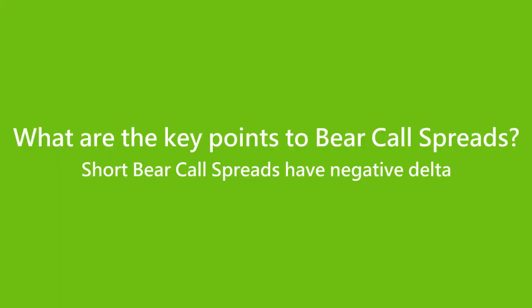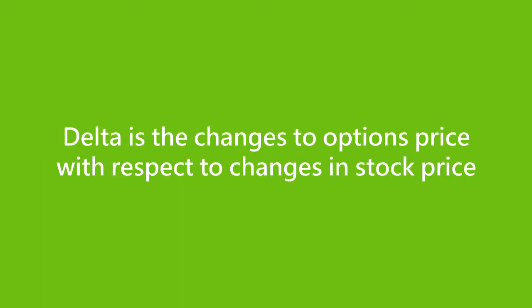Let's look at some key points to trading profitable bear call spreads. When selling call spreads, we have negative delta, so we want the stock price to go down to decay the option value. Then we can buy to close the trade. Delta is the change in the option's price with respect to changes in the underlying price. A negative delta trade is profitable when the stock goes down, and the trade loses when the stock price increases.